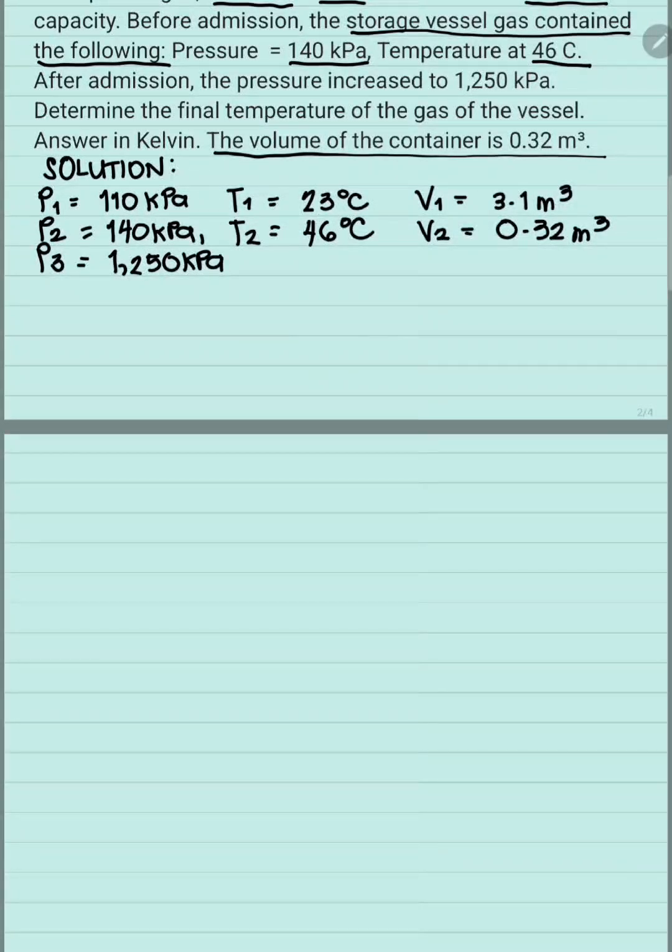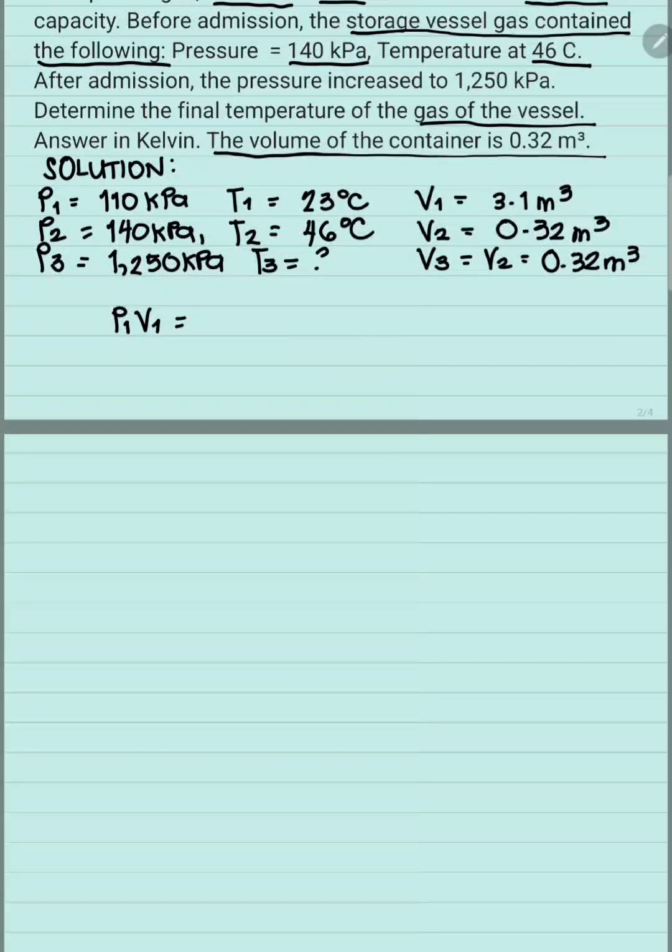And determine the final temperature of the gas of the vessel. So we do not have T3. We can label this as question mark. But the vessel or the gas of the vessel doesn't change. So the container that is used is just the same. So we can say that V2 is equal to V3 is also equal to 0.32 cubic meters. So now we already have the values. So first, let's utilize the ideal gas equation.